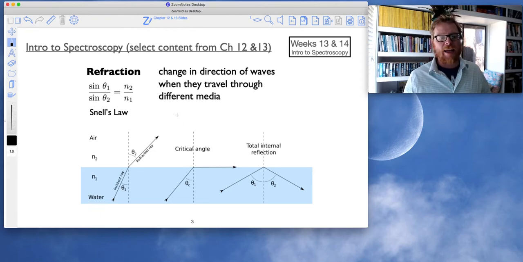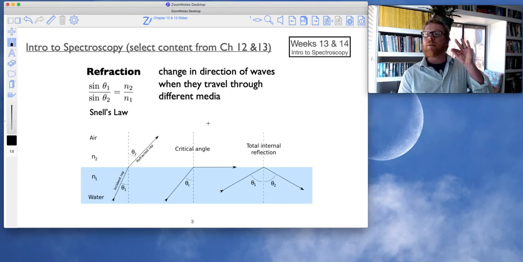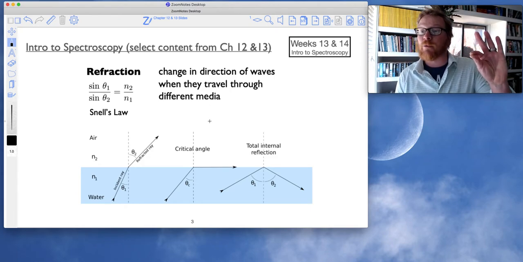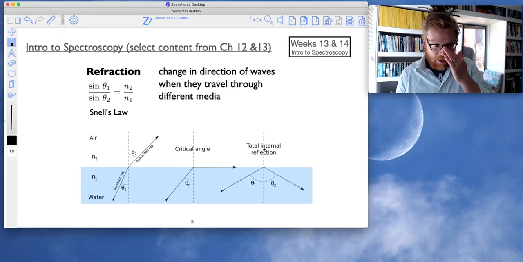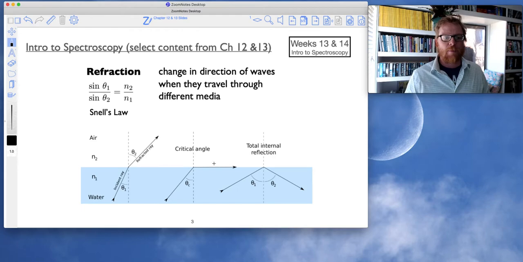And so what that means is in spectroscopy, it can be quite chaotic as our beam is transmitting through several different media. And I'll talk about how we overcome that momentarily. But there's two important things to note. The critical angle and the total internal reflection angle.